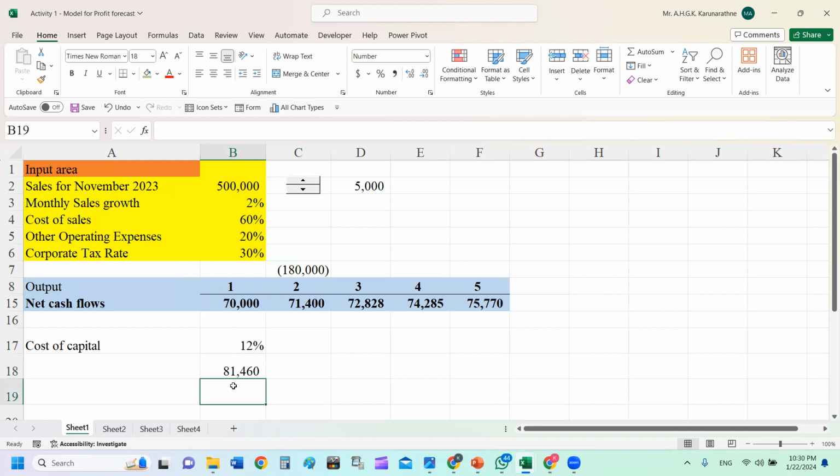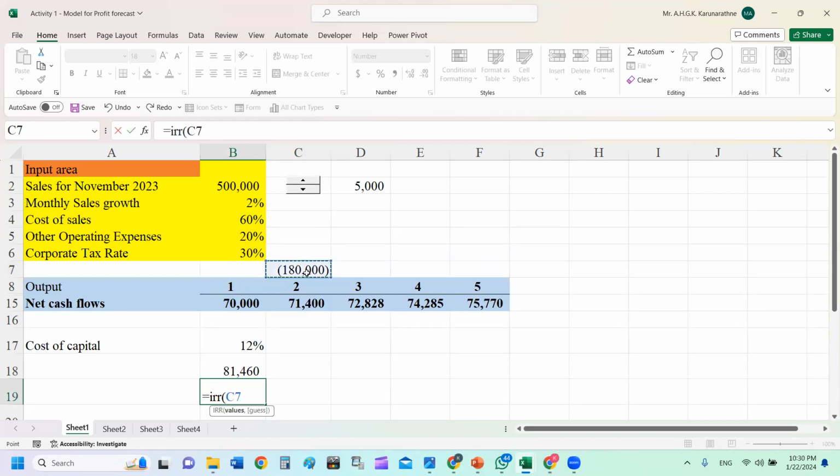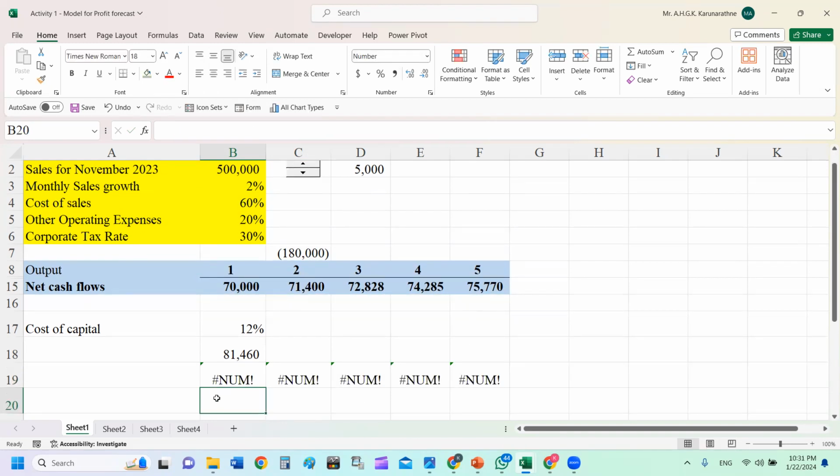If you want to compute IRR, what is IRR? Very easy. Just write IRR, open bracket, just show the values, including the initial outflow. Close the bracket, enter.